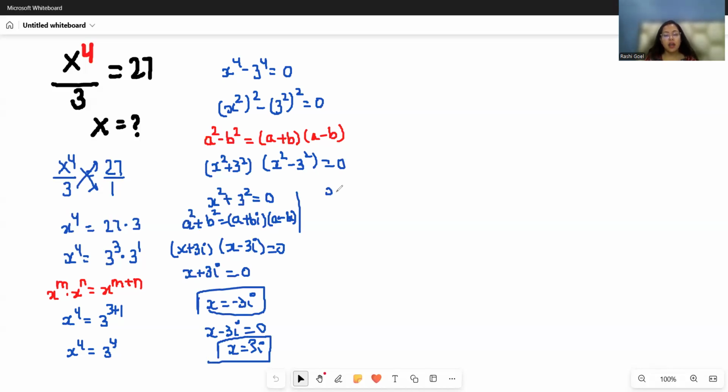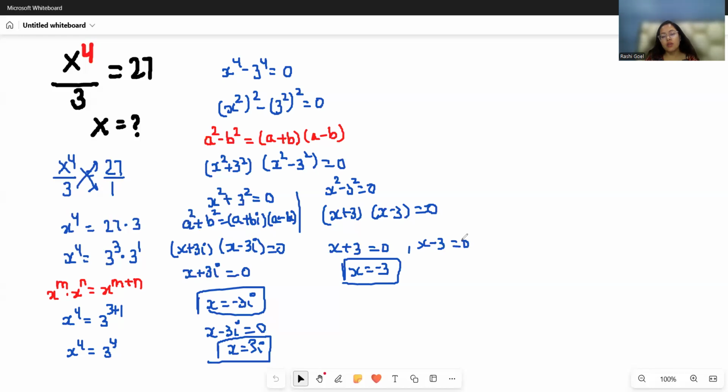Now the second case, x square minus 3 square equals 0. So again I'm using the identity a square minus b square, which is a plus b times a minus b. So we can write this as x plus 3 times x minus 3 equals 0. So first case, x plus 3 equals 0. So x is equal to minus 3, and x minus 3 equals 0. So x equals 3.